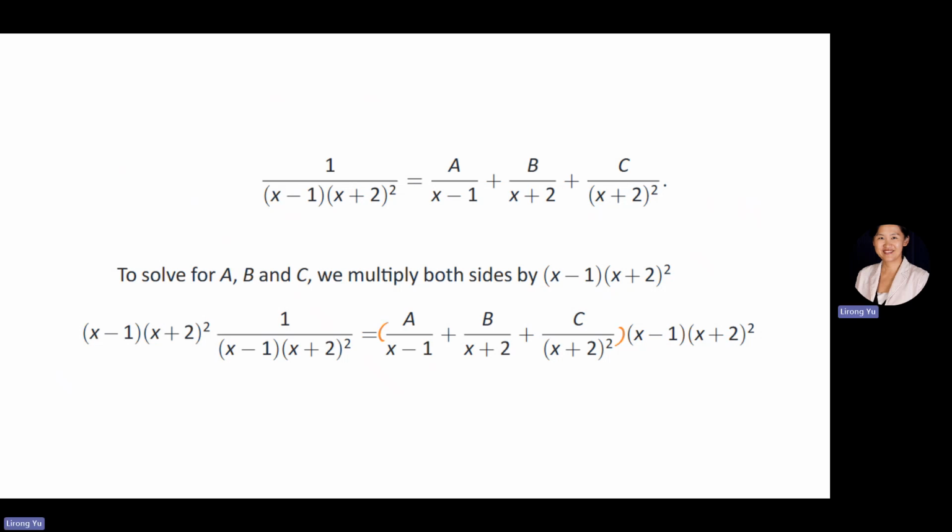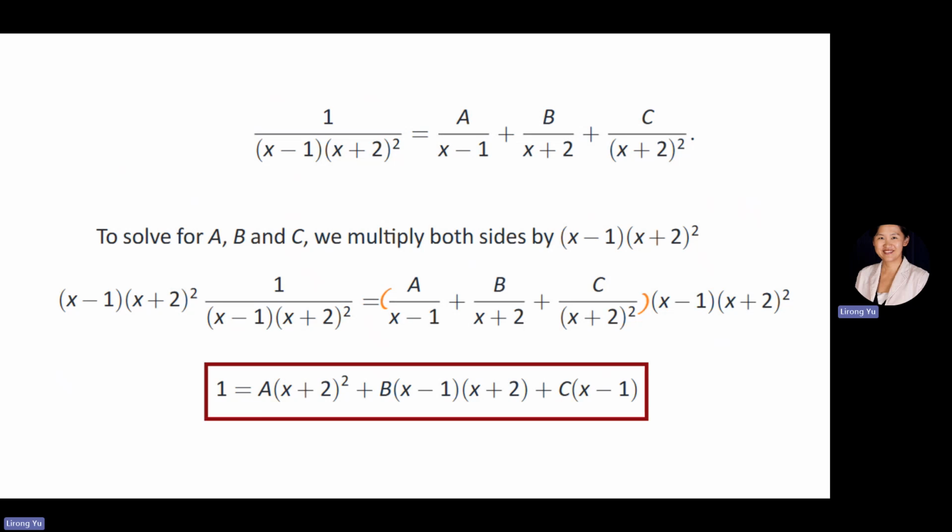To multiply both sides of the equation with the same term. Any questions? Okay, so after we cancel the denominator, this is how it looks.